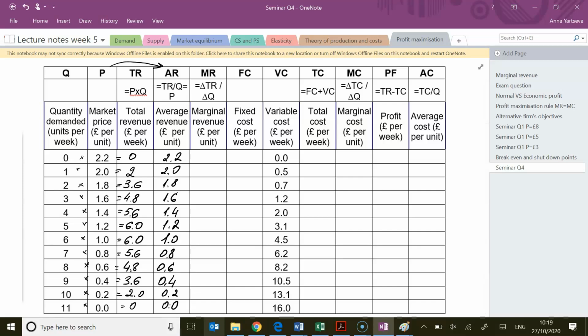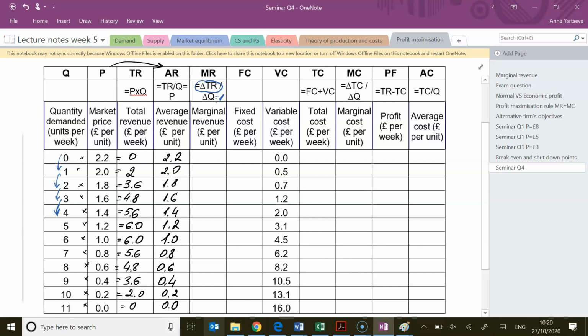Okay, marginal revenue. To calculate marginal revenue, we need to analyze how our total revenue changes when we increase production, when we sell more units. So marginal revenue shows how total revenue changes. Our denominator, the change in quantity, in this case, will be equal to unity in all cases. When output increases by 1 unit, total revenue will increase by some amount. So we can simply eliminate this step.